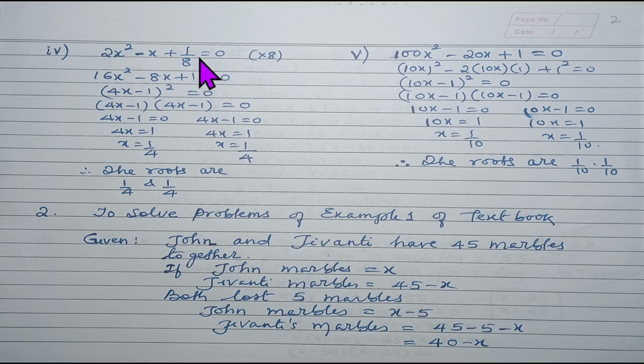Now I want to simplify it, so I have multiplied by 8. So 8 into 2 is 16x square, 8 into minus 1 is minus 8x, and 8 into 1 by 8 becomes 1, and 8 into 0 is 0. Now if you observe here, it is 100% a minus b whole raised to square form. This is a square minus 2ab plus b square form. Therefore we get 4x minus 1 whole raised to square equal to 0.